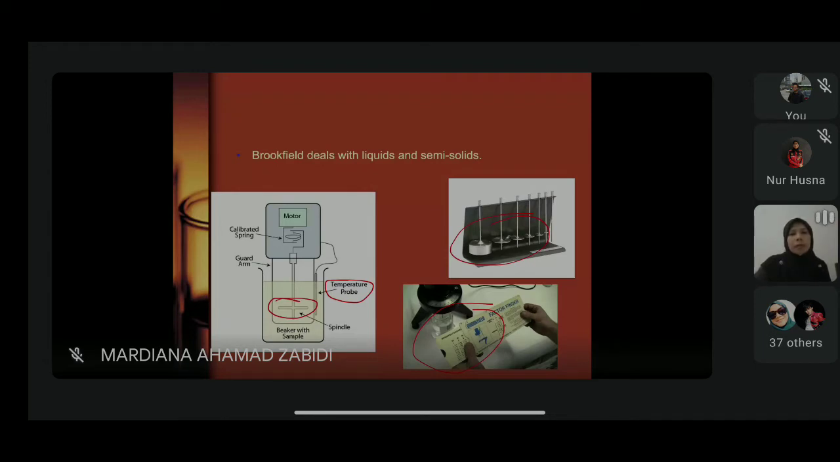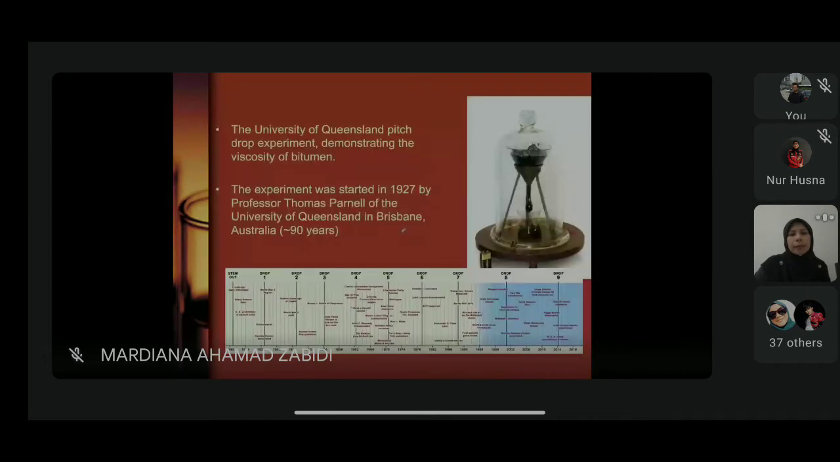Okay, this one is additional information, if I'm not mistaken, because this particular slide was prepared by Eddie. Eddie is from University of Queensland. So this one is to show you an example of the conventional type of viscometer to measure the viscosity of bitumen.